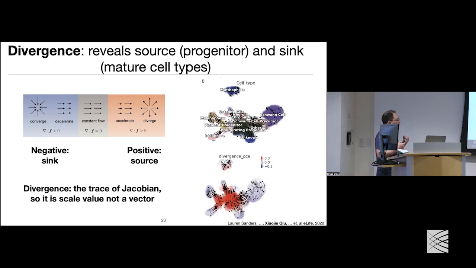Indeed, when we apply this method to a dataset of zebrafish differentiation, you can see that in the progenitor cells the divergence is significantly positive, and the surrounding terminal cell types have negative divergence, correctly indicating that divergence can be used to distinguish progenitor cells and terminal cell types.